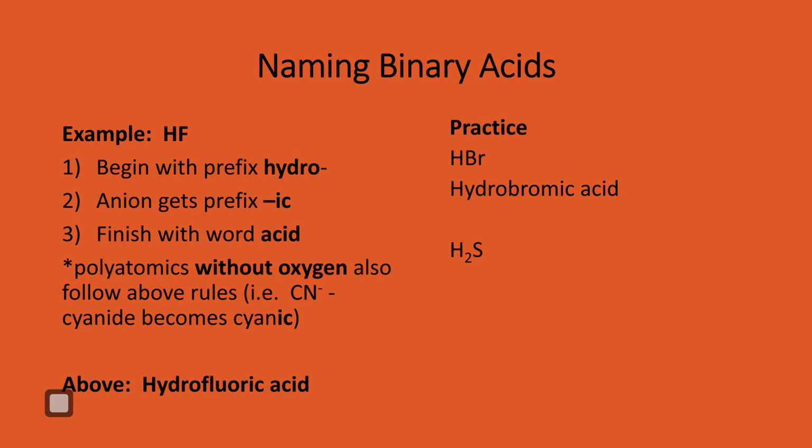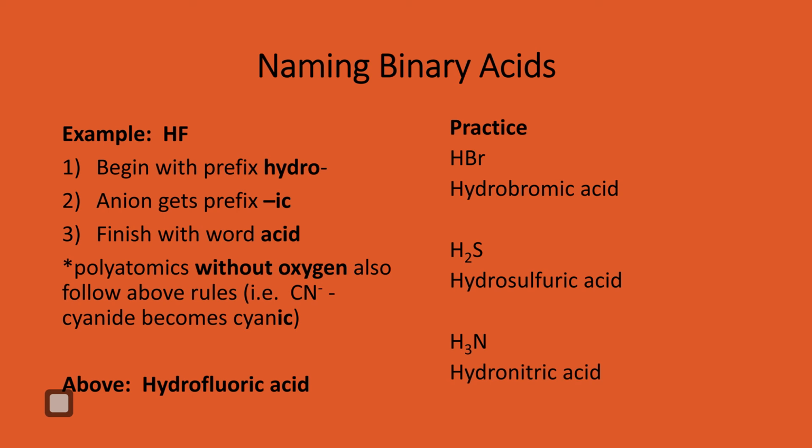Okay, H2S is hydrosulfuric acid. I do hear people try to say hydrosulfic. So sulfur is one where we keep the whole name and we still add the prefix to it. So hydrosulfuric acid. H3N is hydronitric acid.